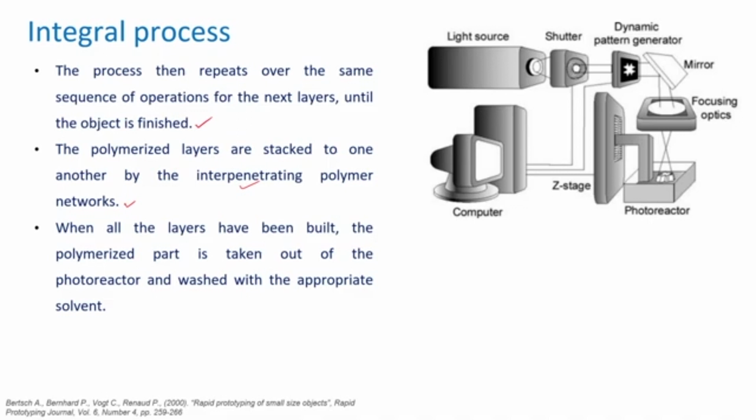When all the layers have been built, the polymerized part is taken out from the photoreactor, then it is washed with an appropriate solvent. So, this is the post processing done after development of the 3D model. There is a washing using an appropriate solvent and then it will be utilized for the intended application.